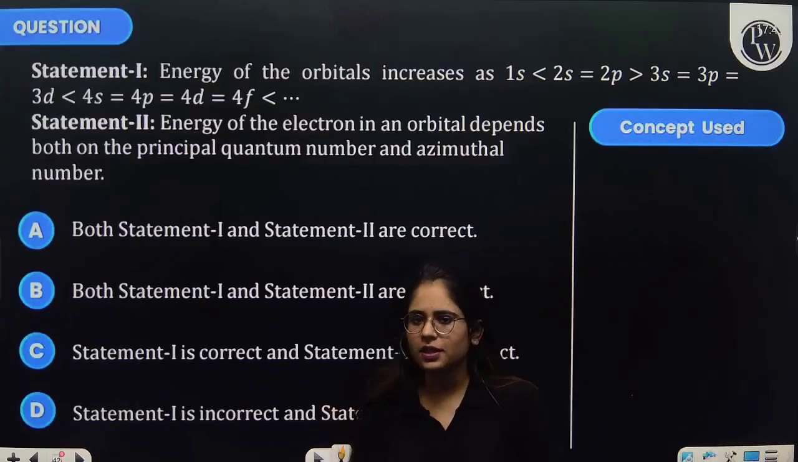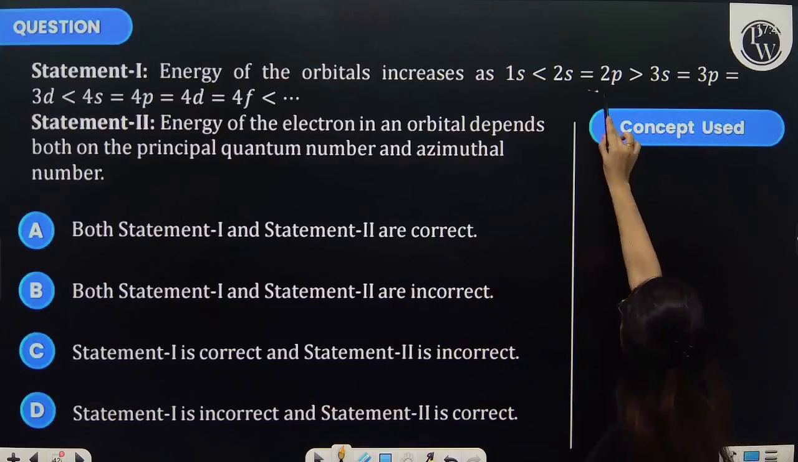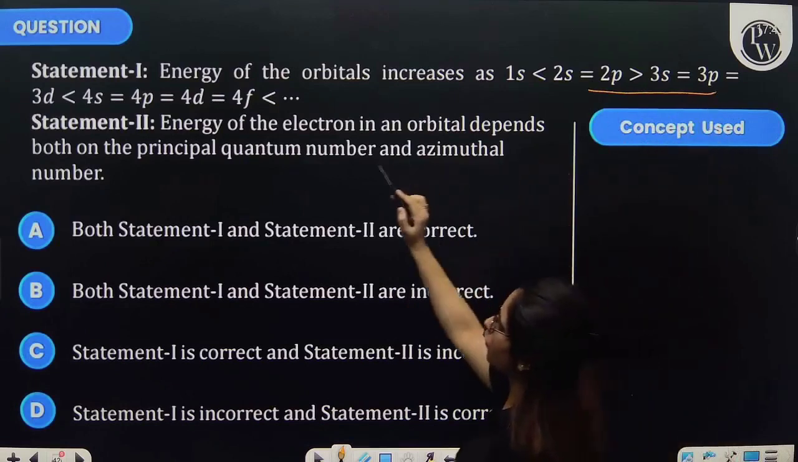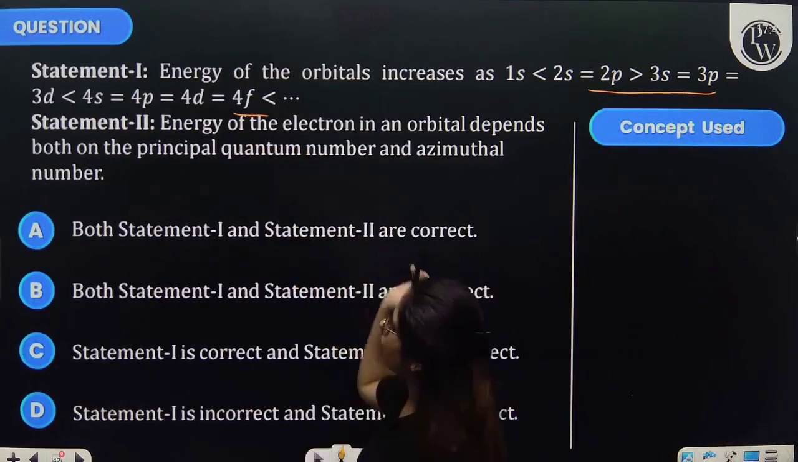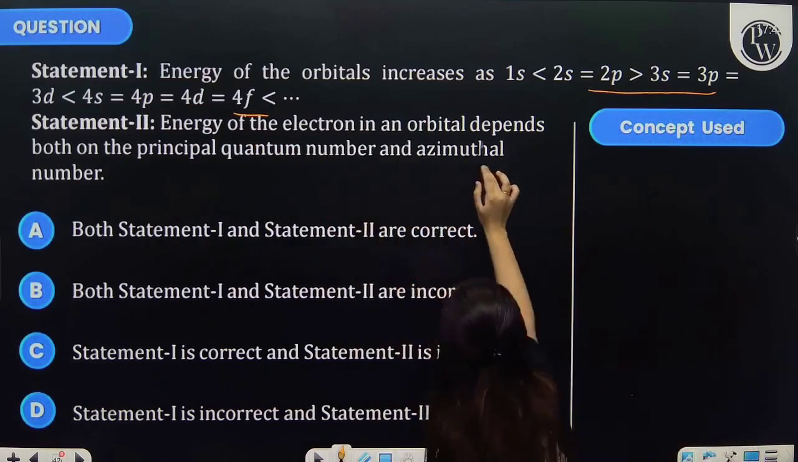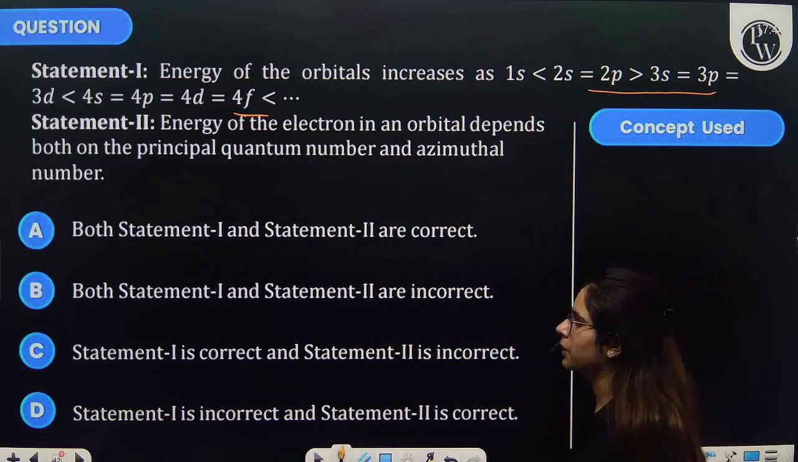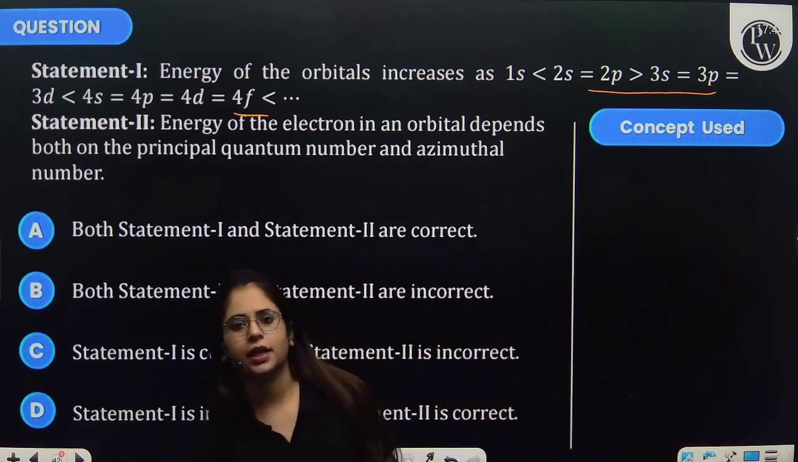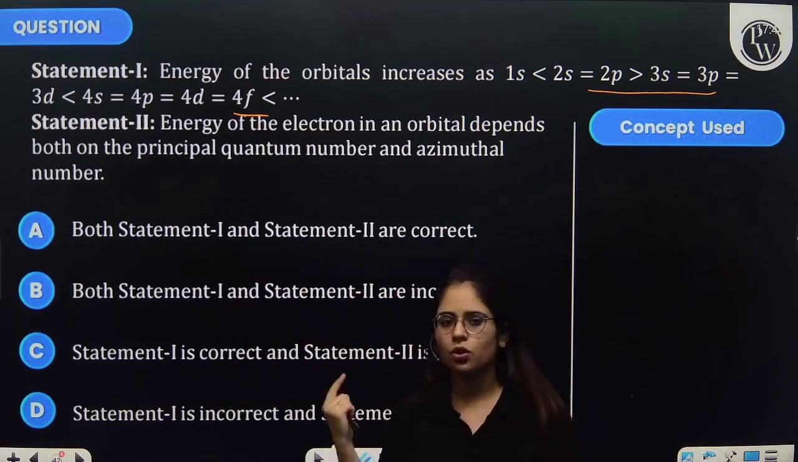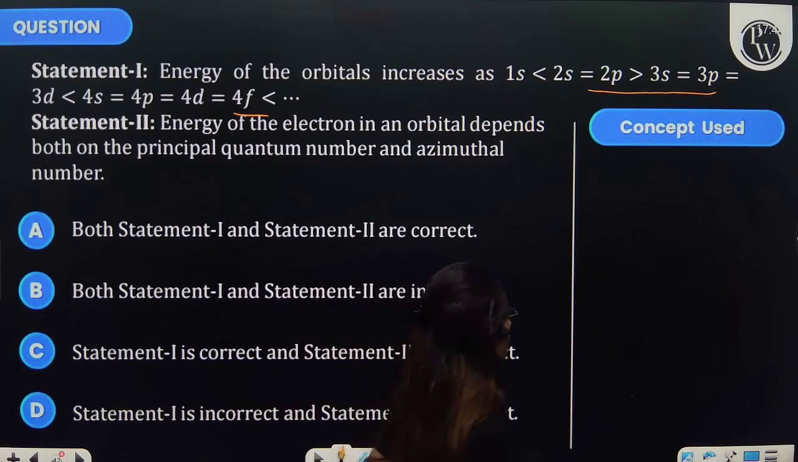Let's see this question. The question says that statement 1: energy of the orbitals increases as 1s, 2s, 2p, 3s, 3p, 3d, 4s, 4p, 4d, and 4f. And statement 2 is: energy of the electron in an orbital depends both on the principal quantum number and azimuthal quantum number. Now you have to tell whether both of the statements are correct or one is correct and the other is incorrect. So let's solve this question.